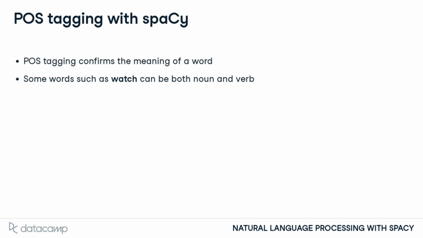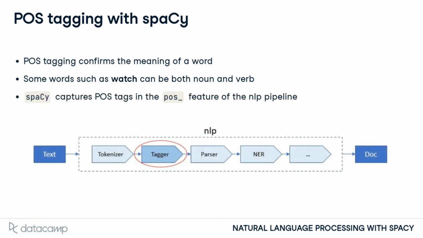One use case for part-of-speech tagging is to confirm the meaning of a word. For example, some words such as watch can be both noun and verb. spaCy captures part-of-speech tags in the pos_ feature of the NLP pipeline. spacy.explain can be used on a given tag to include explanations of the tags.